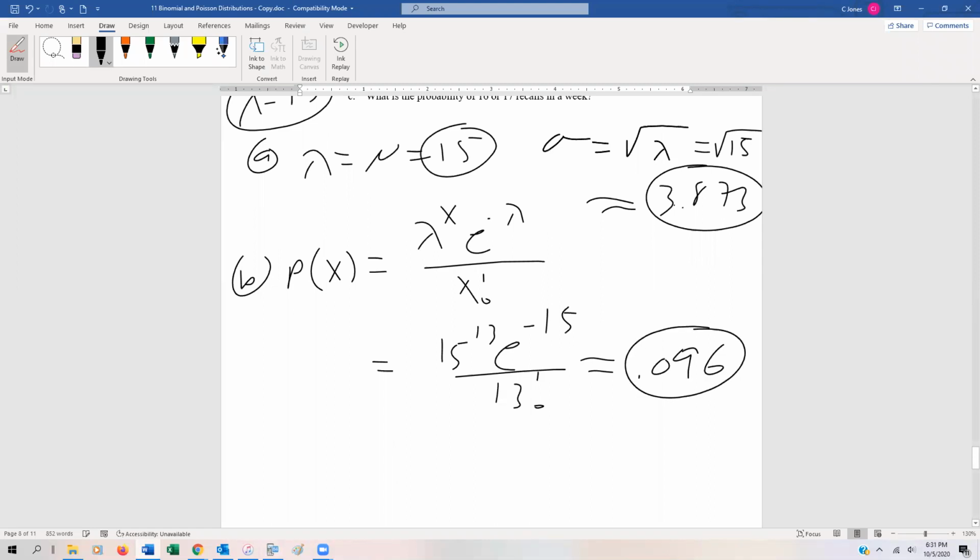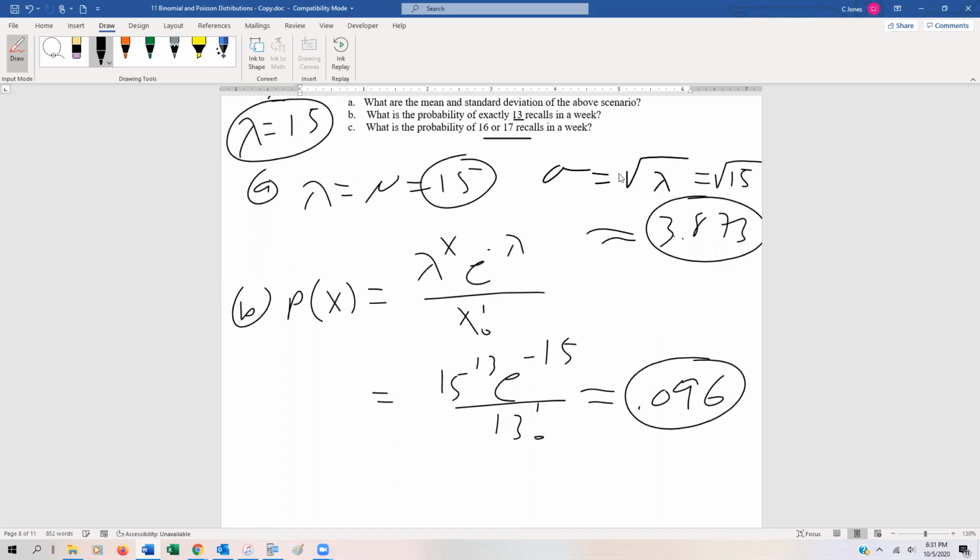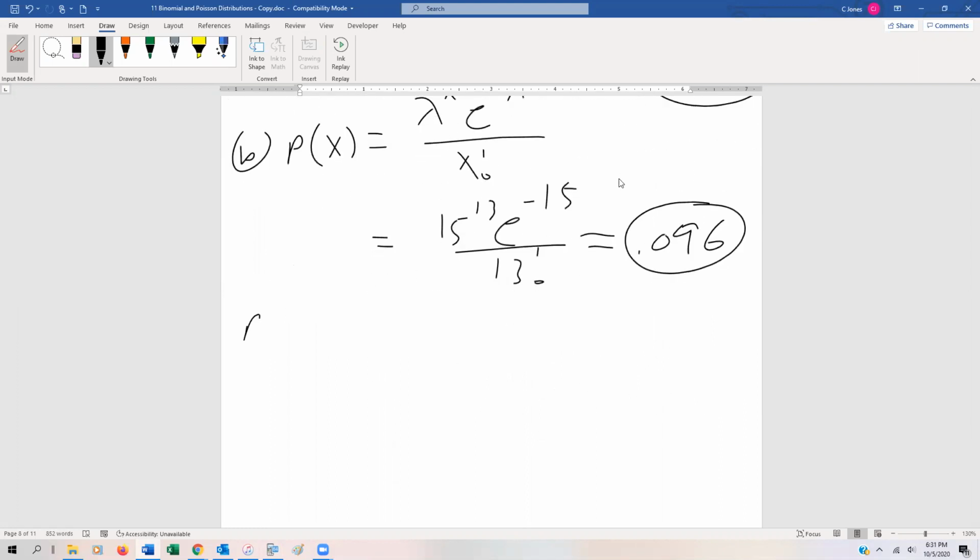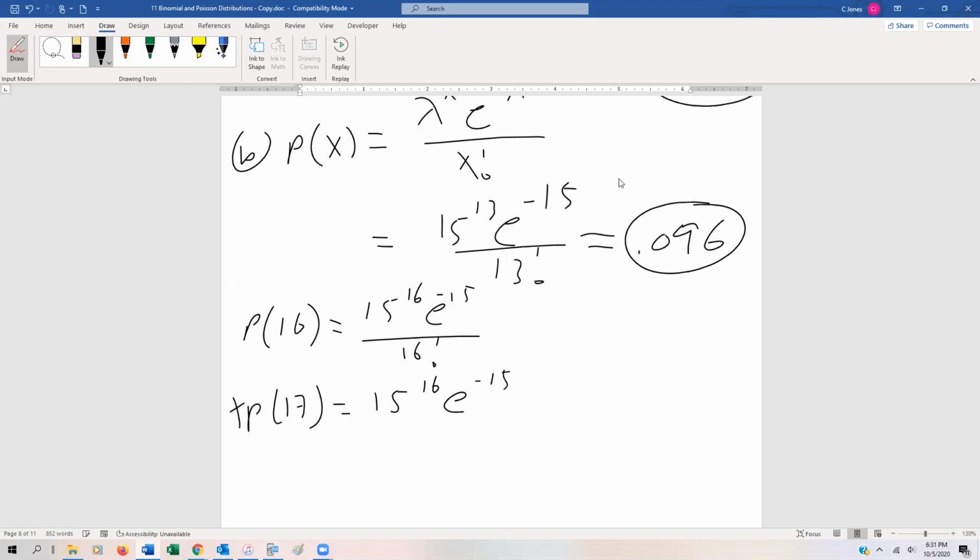Right. And then finally, what's the probability of 16 or 17 recalls? All right, so we're going to find P of 16, we're going to find P of 17, and we're just going to add those together because it's an OR problem. That's going to be 15 to the 16th, e to the minus 15 divided by 16 factorial. And this is going to be 15 to the 17th, e to the minus 15, excuse me, not 16, 17, divided by 17 factorial. Right, so let's just figure those out real quick.